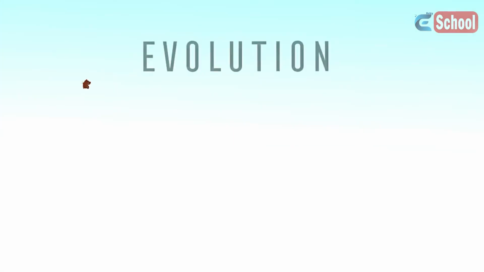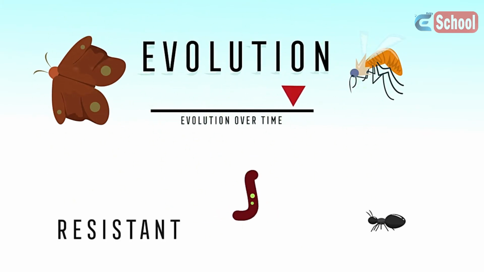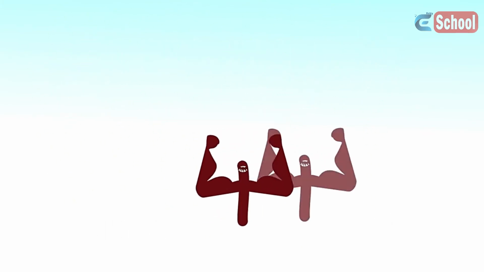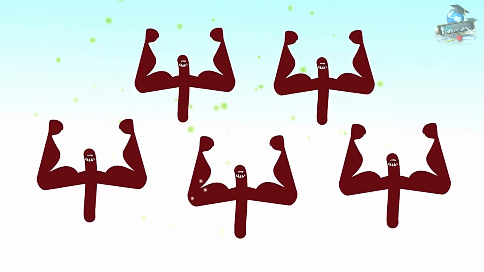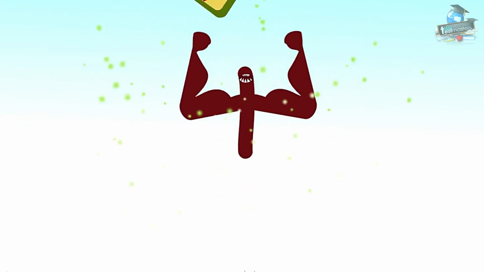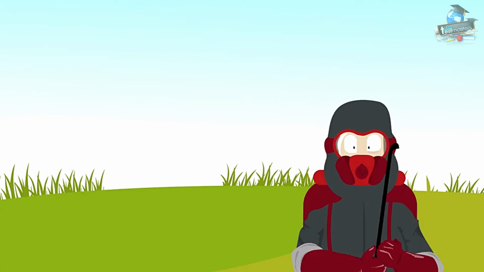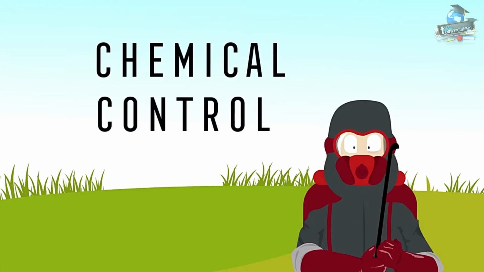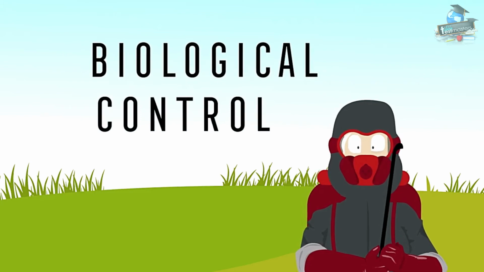Through the process of evolution and natural selection, some pests become resistant to pesticides. They survive and reproduce. The overuse of pesticides has led to an increasing number of those organisms, which means that some pesticides are now useless. Apart from using pesticides, which is also known as chemical control, farmers can use biological control mechanisms. Can you think what that could be?